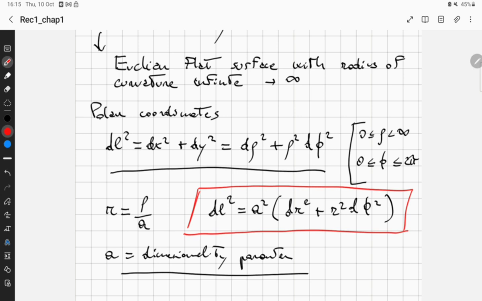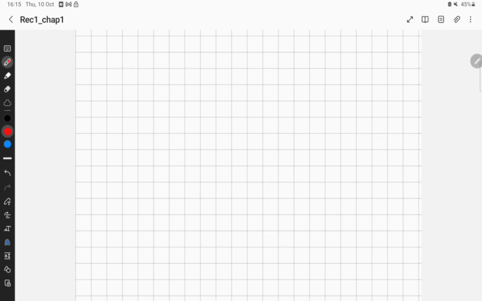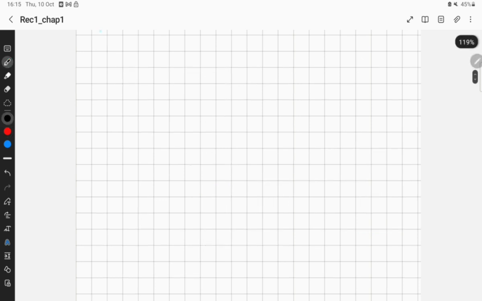So this is the metric for an Euclidean flat surface, so a Cartesian universe.